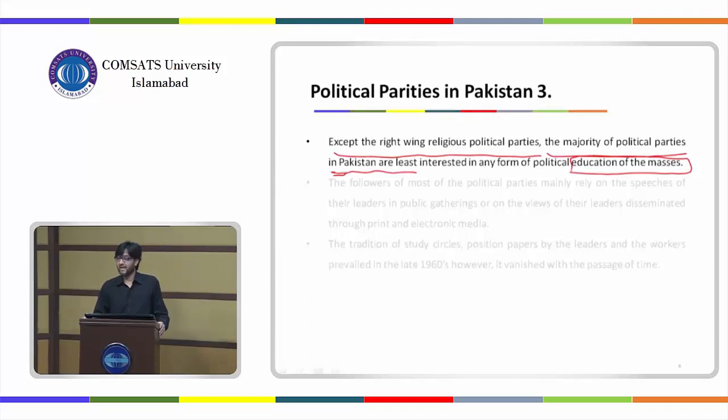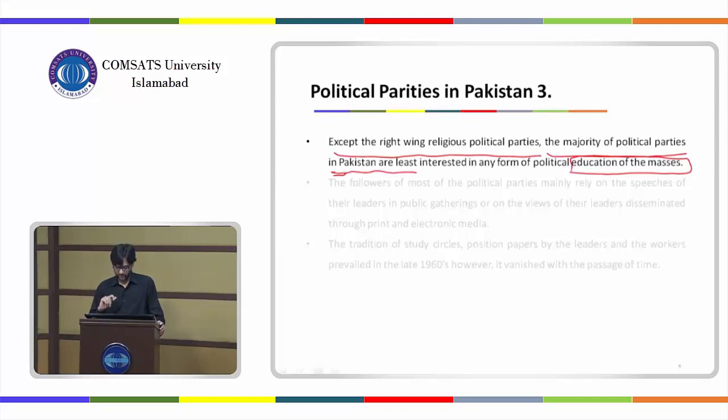But who will educate the masses about it? The political parties themselves. But the political parties are in the hands of the autocratic people, right? So they do not make the masses aware of these political realities, that a vote is a very holy thing, and you should cast it on the basis of merit. And now what is merit, right? The definition of merit is again controversial.